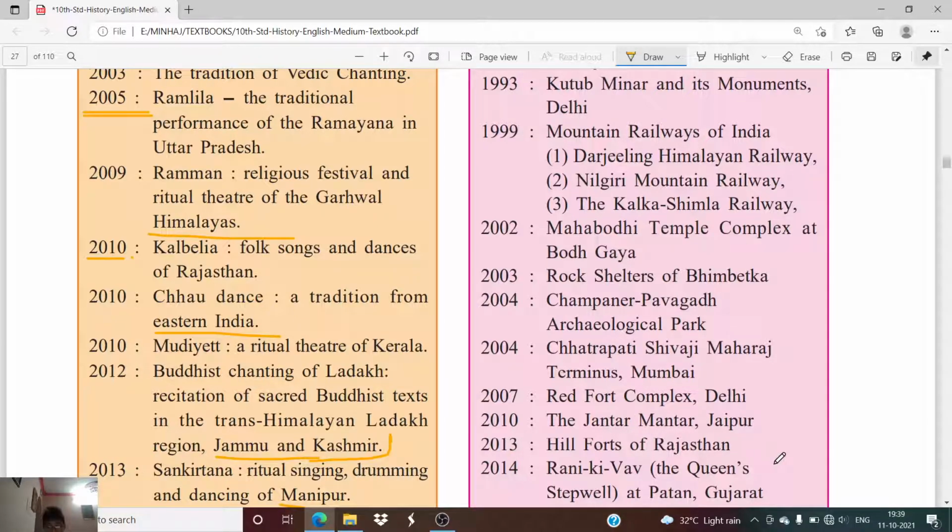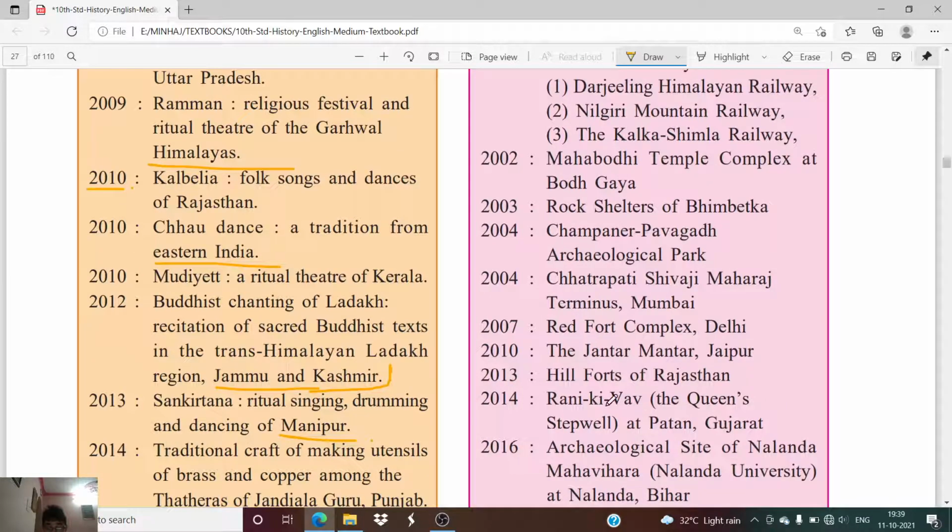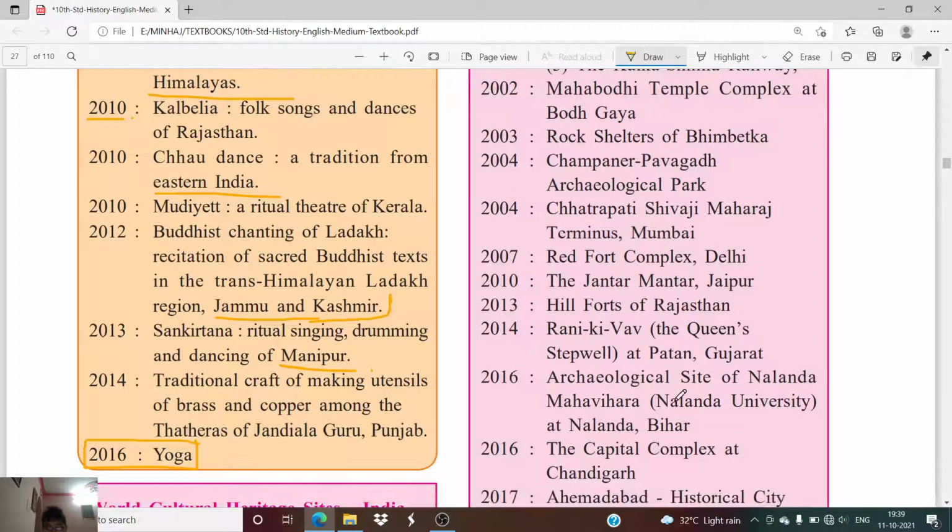Then Hill Forts of Rajasthan and Rani Ki Vav, okay, which is in Gujarat at Patan. In English, we call it the Queen's Step Well. Okay. Then archaeological site of Nalanda Mahavihara, Nalanda University. Considered to be one of the most iconic universities in the ancient era. Nalanda University, which is in Bihar.